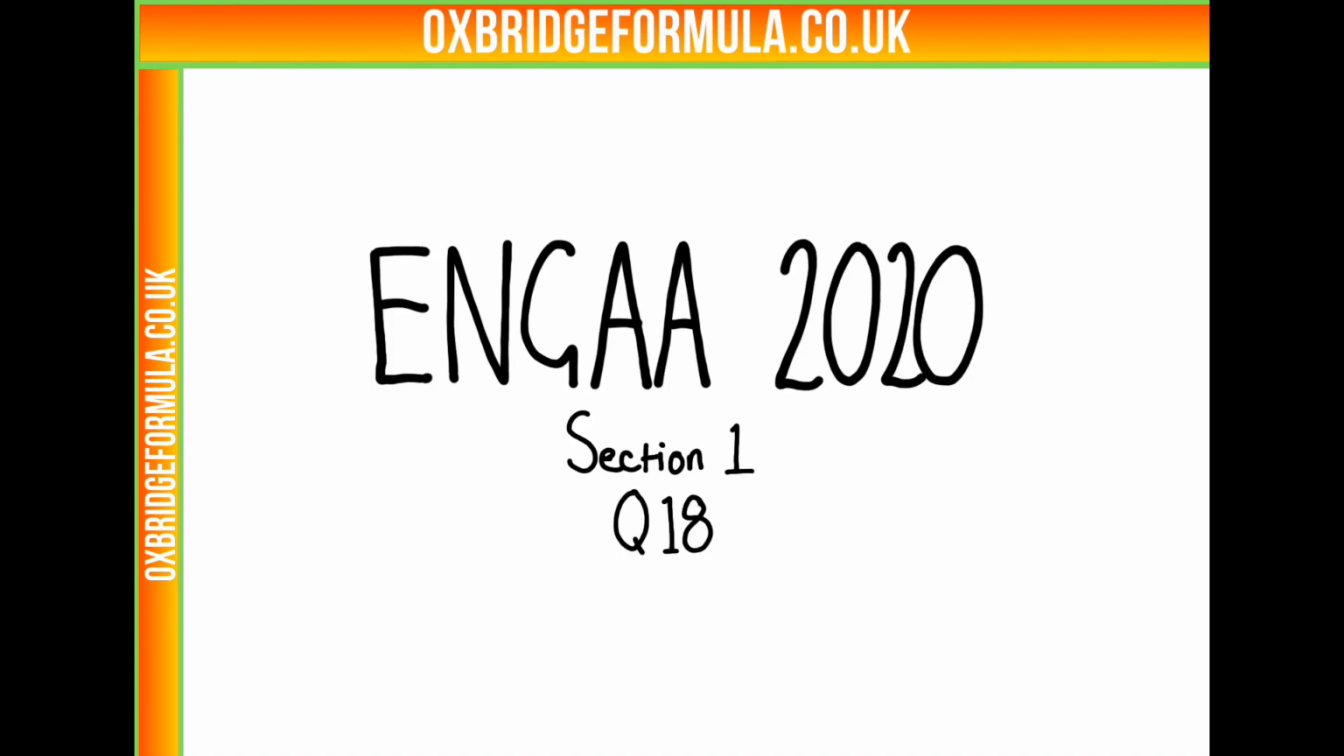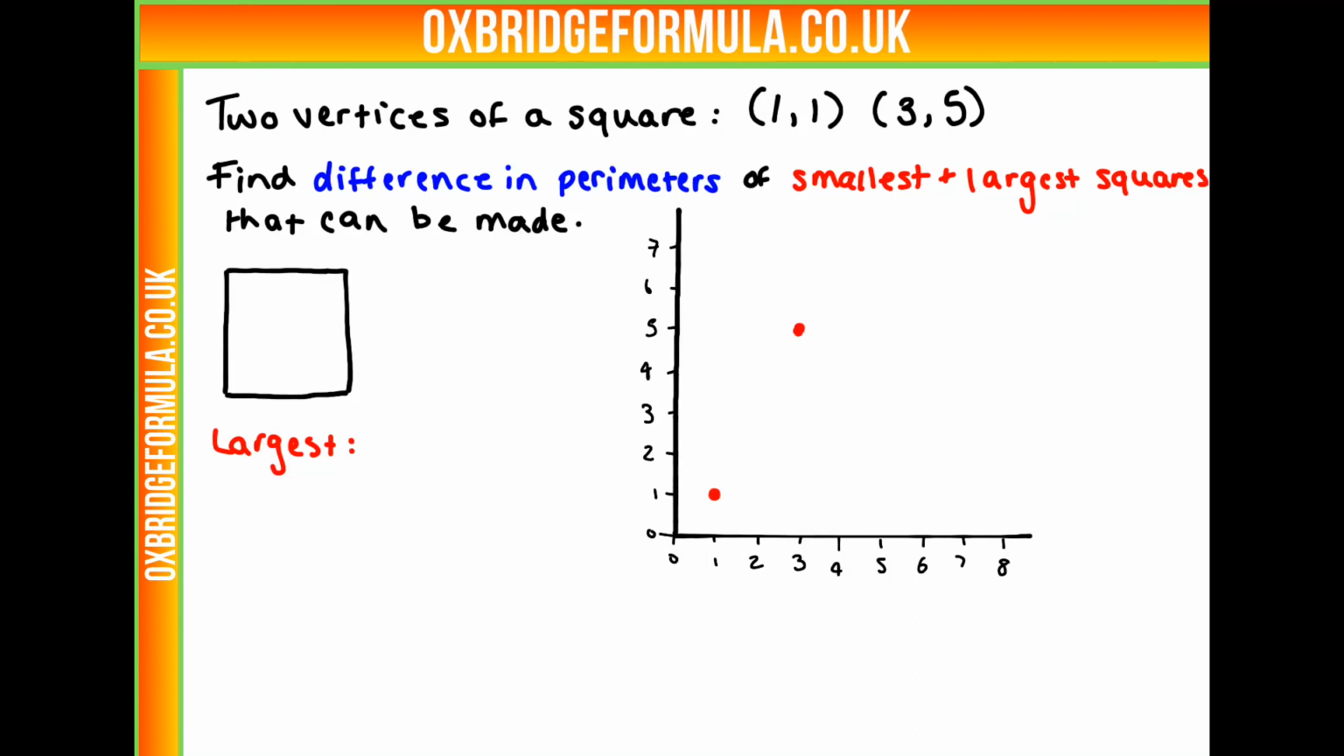In this video, we'll look at ENGAA 2020, Section 1, Question 18. So we're told that two vertices of a square are points (1, 1) and (3, 5). I've just drawn those on a little grid here. And we need to find the difference in the perimeters of the smallest and largest squares that can be made using these 2 points as vertices.